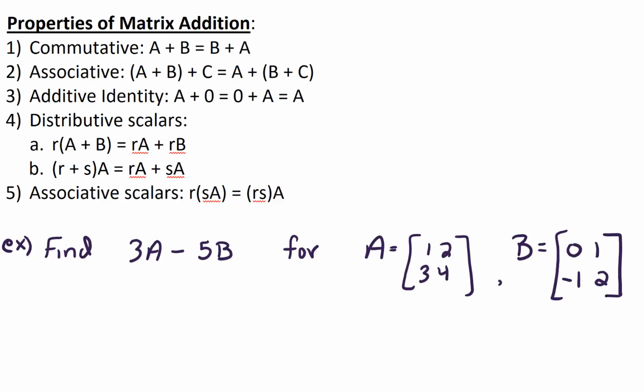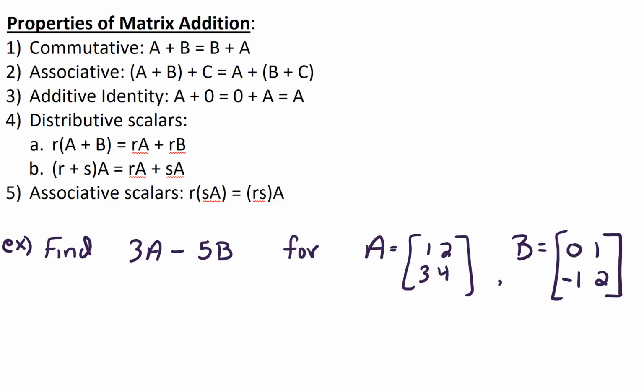We have distributive properties for scalars. So if R is a real scalar, R times A plus B is just R times A plus R times B. And similarly, if you have another scalar S, so R and S are real scalars, you've got R plus S times A. That's just equal to R times A plus S times A. And lastly, we've got an associative property for the scalars. R times S times A is equal to R times S in the real numbers times A.